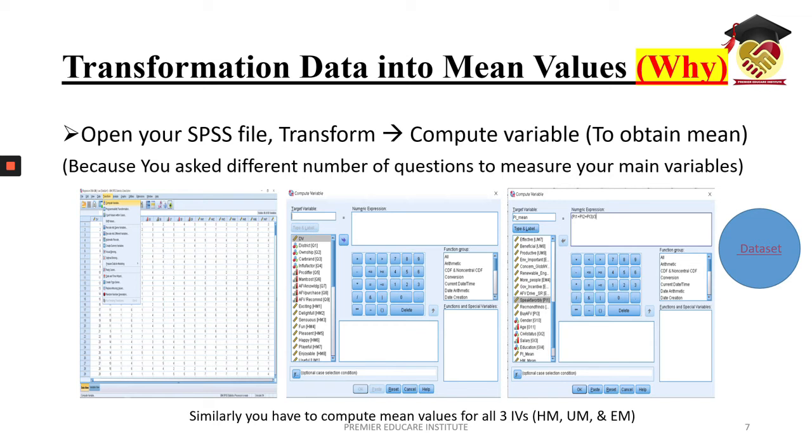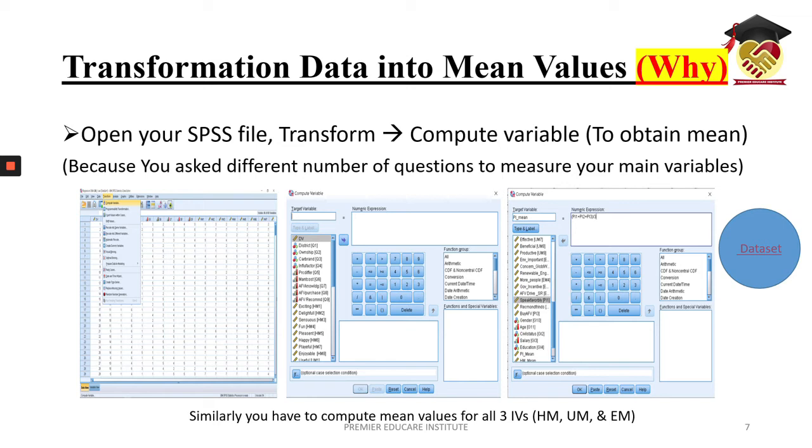Why? I have already told you, to be fair to all 4 constructs, you have to take the mean value. To measure the HM, you used 8 questions. To measure the UM, you used 9 questions. To measure the EM, you used 6 questions. To measure the PI, you used 3 questions. This is very unfair, so you have to take the mean value, that means score per question. You have to divide the points by the respective number of questions. That's what I am going to do now.